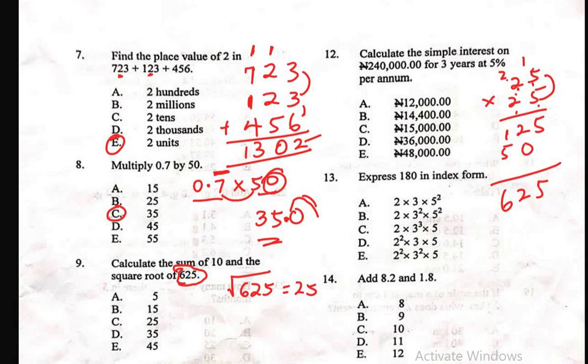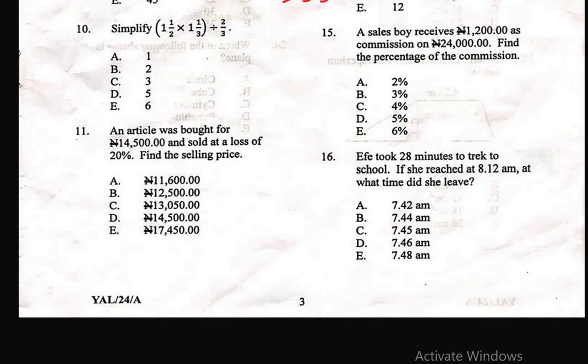So 25 times 25 is 625. So the square root of 625 is 25. Calculate the sum of 10. So this plus 10 will give me 35. Among the options we have, D is the right answer. That's 35. So we have to move down to question 10.